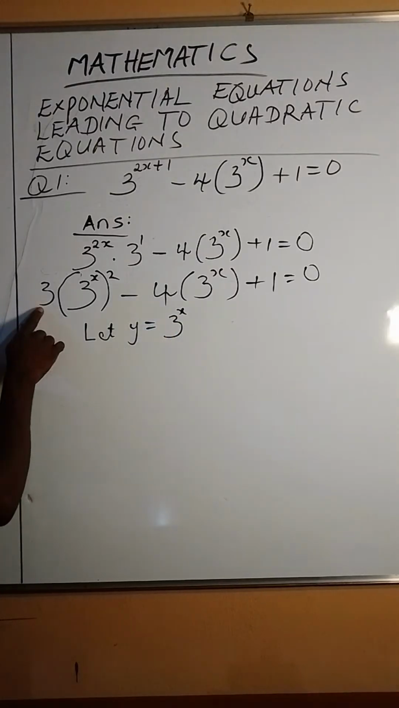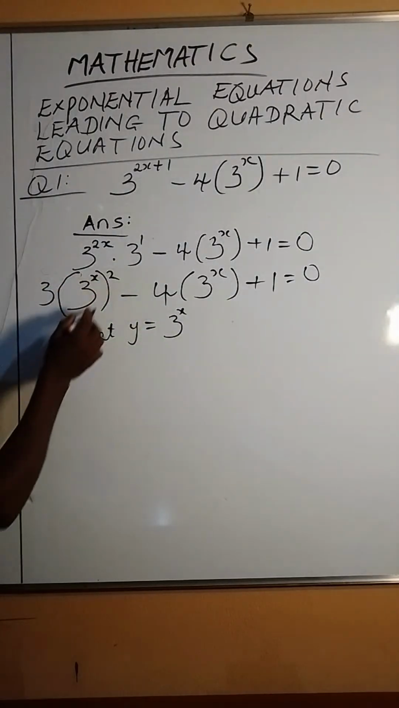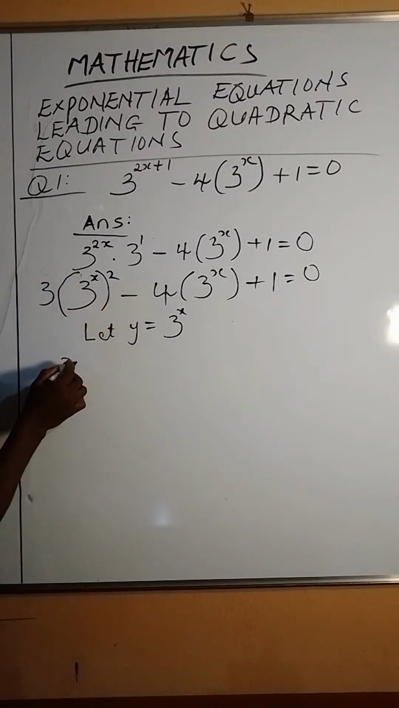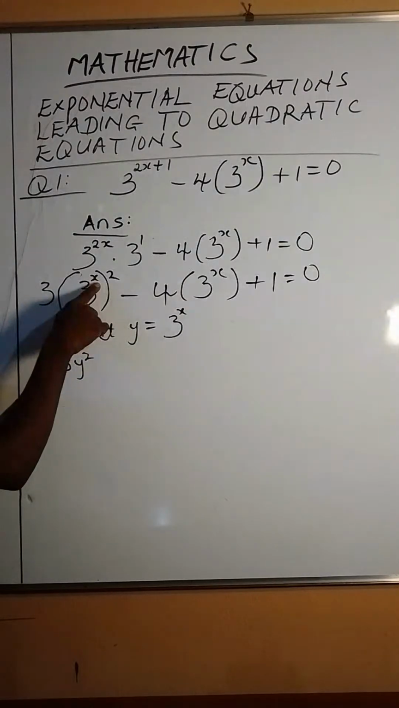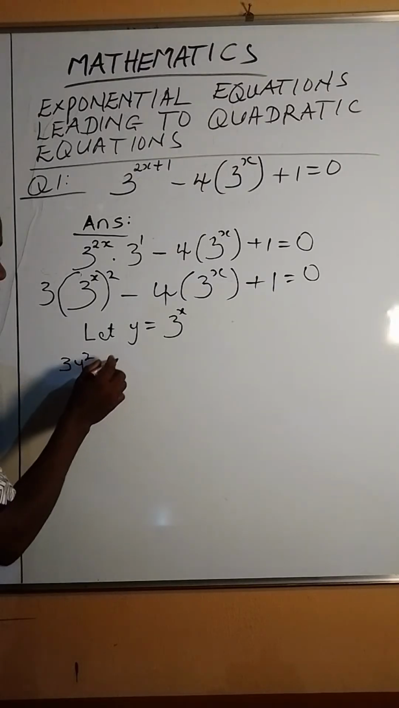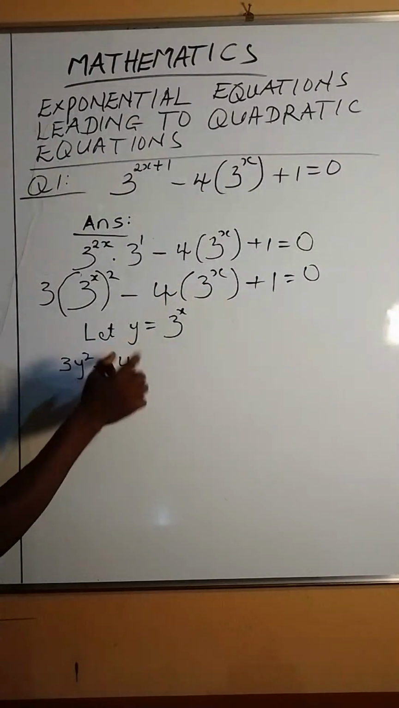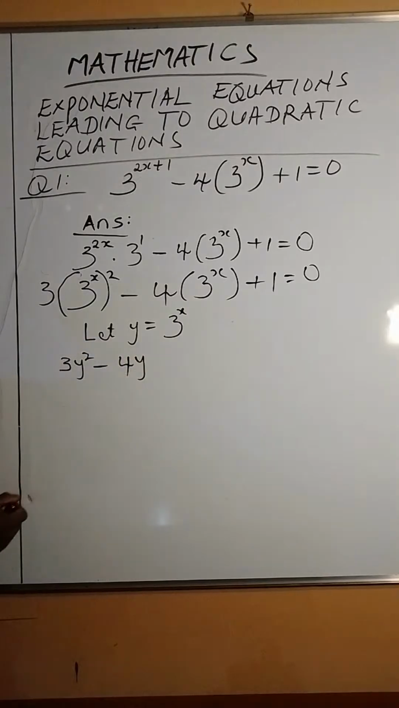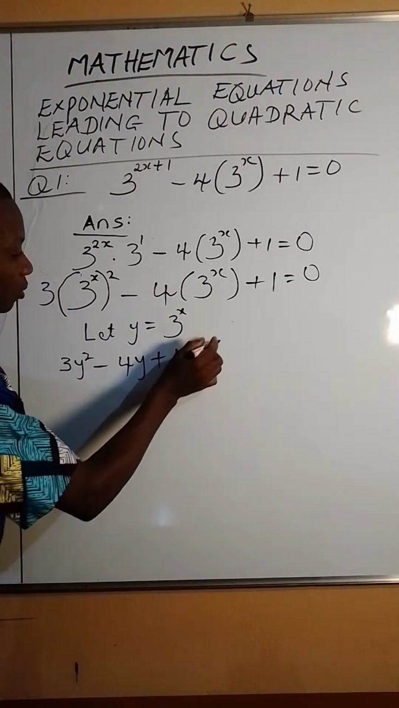So here we have 3 and this is y. So this is going to be 3. Inside the bracket we are going to write y, okay? Then raised by 2, because 3 raised by x here is raised by 2. So that's why we have 3y squared. Then minus 4. And this is 3 raised by x. It is equal to y. So we are going to write our y here. Then plus 1 equal to 0.